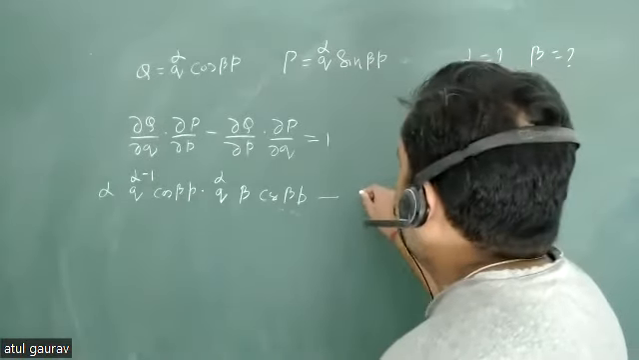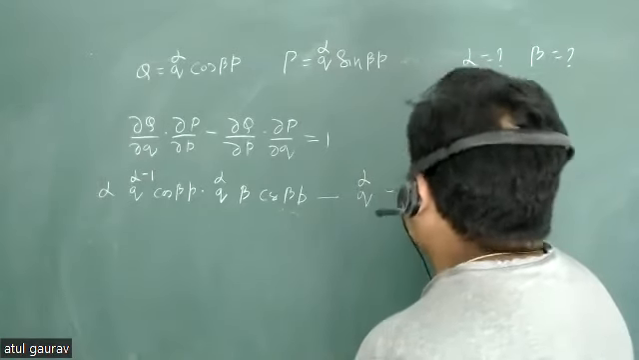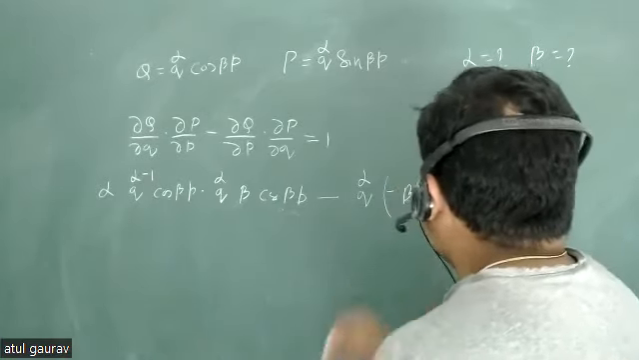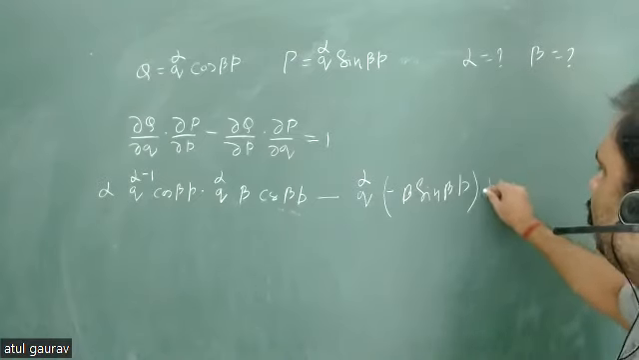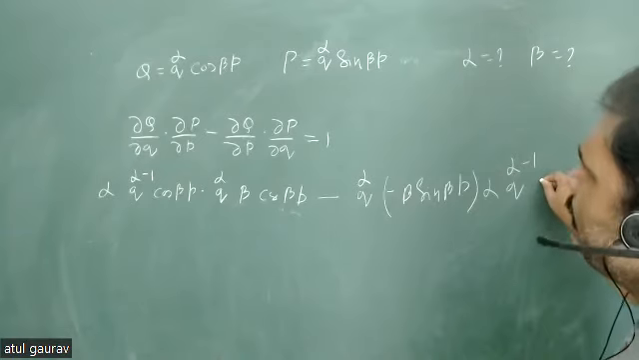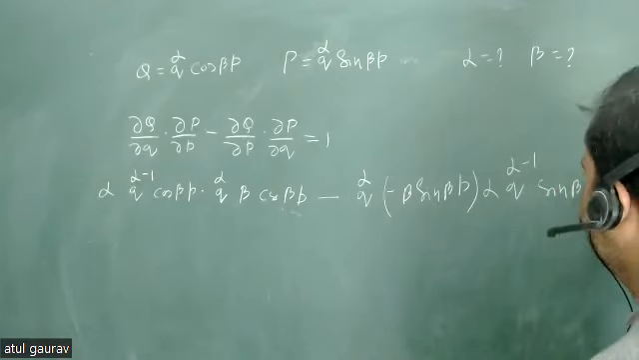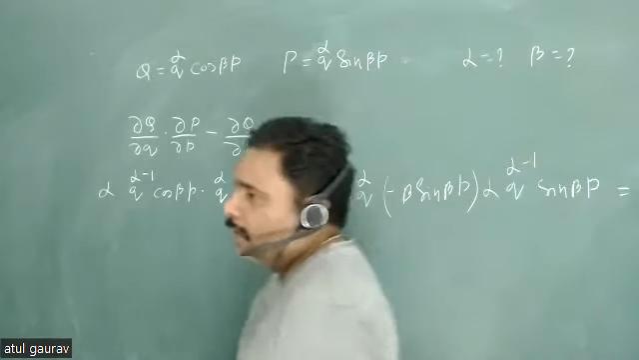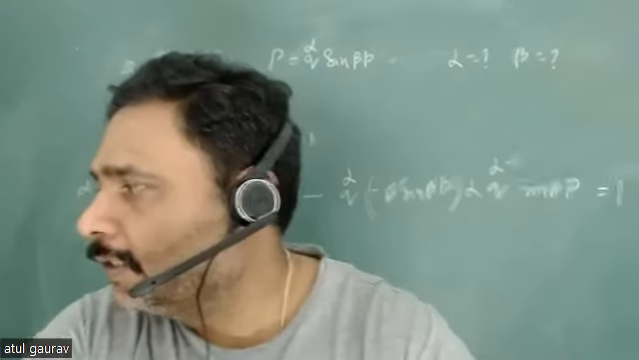So del Q upon del p is q to the power alpha, minus beta sin beta p, and next is del P upon del q. So this is alpha q to the power alpha minus 1, and sin beta p. And that should be equal to 1 because it is given that this transformation is going to be canonical in nature.